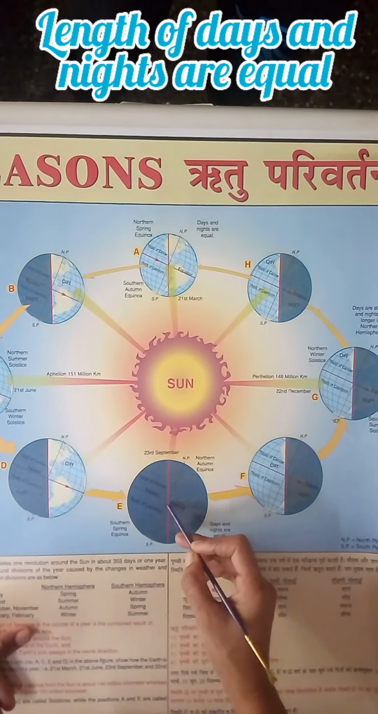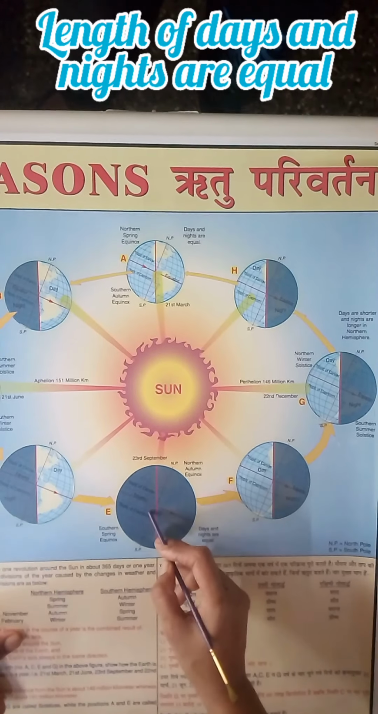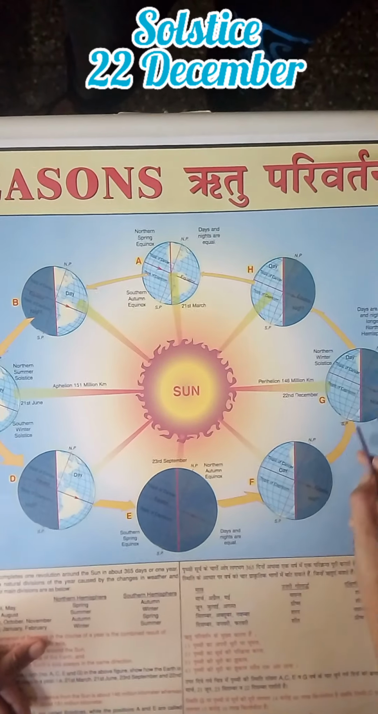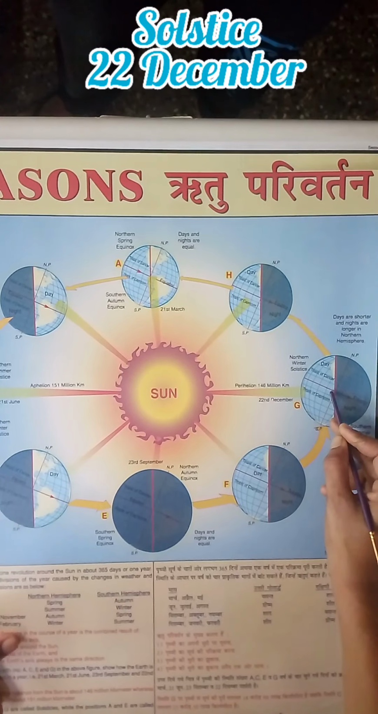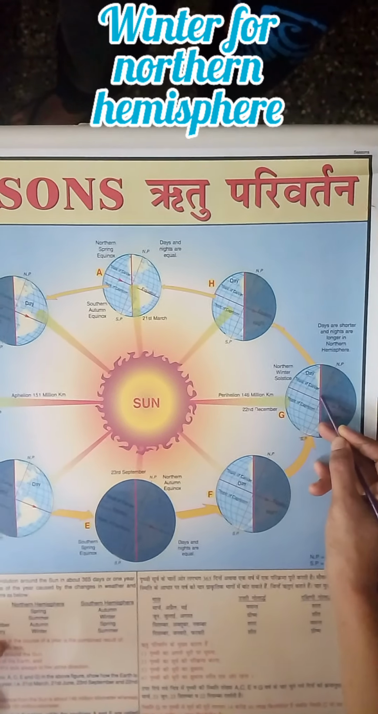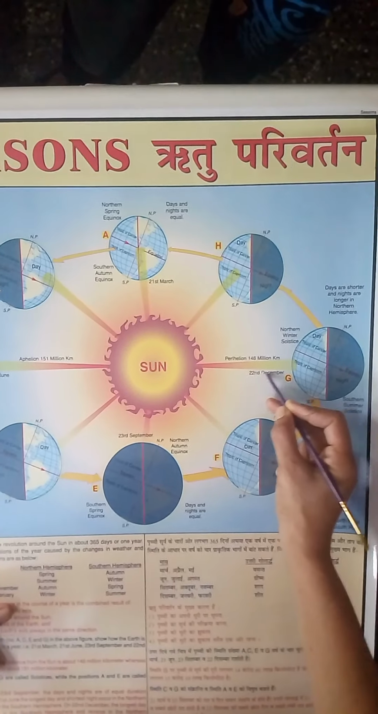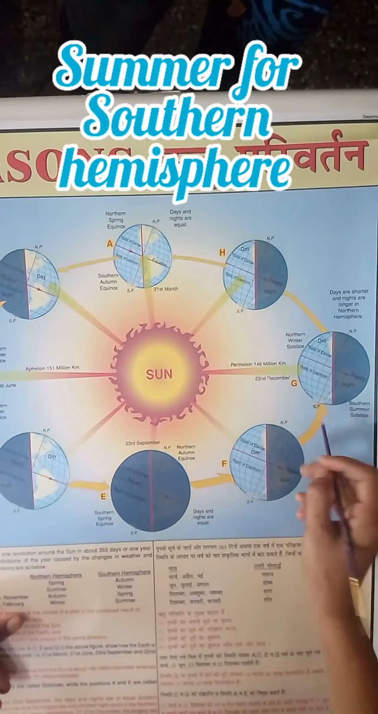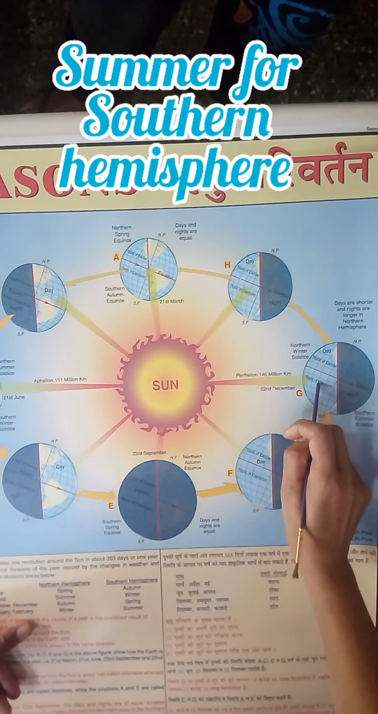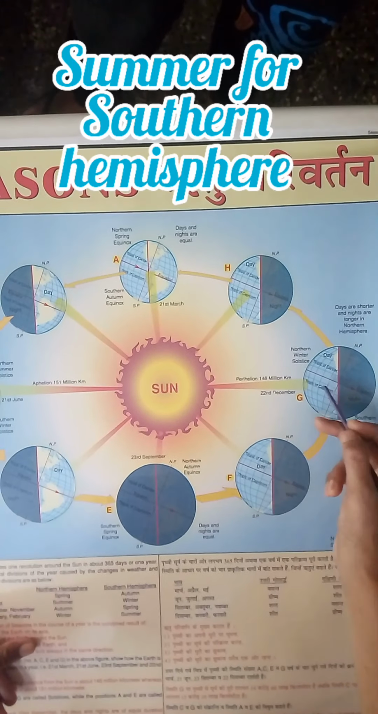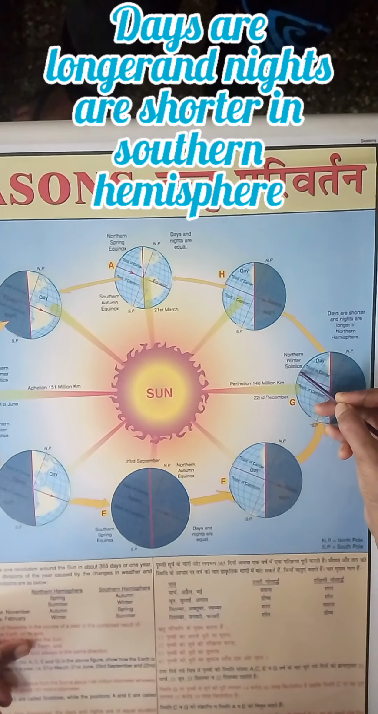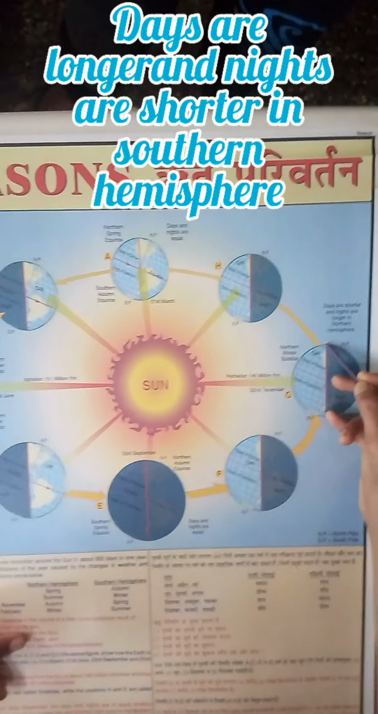Again, when we move from the autumn equinox on 23rd September, after 3 months we will experience the winter solstice, on 22nd December. On that particular day, the sun is vertically overhead of the Tropic of Capricorn. So the southern hemisphere experiences a long duration of day, and the northern hemisphere experiences a short day.